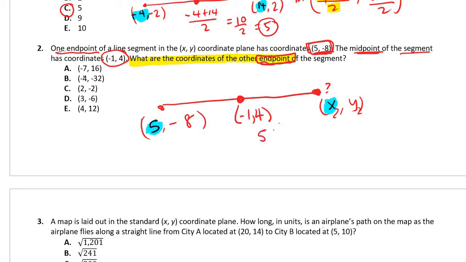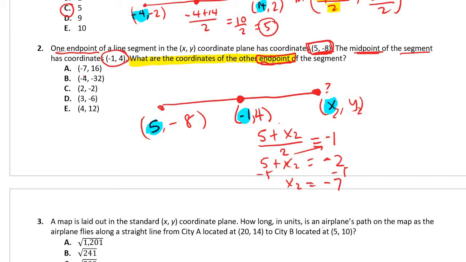So 5 plus x2 divided by 2. Guess what that's going to be? That is supposed to be the same answer for the x coordinate of the midpoint. So it must be equal to -1. So now this is a simple proportional equation that we can do by cross product. Just do 5 plus x2 that we don't know equals 2 times -1. Just multiply like that, cross multiply. 2 times negative 1 is negative 2. And then you can subtract 5 from both sides. So x2 is going to be negative 7.